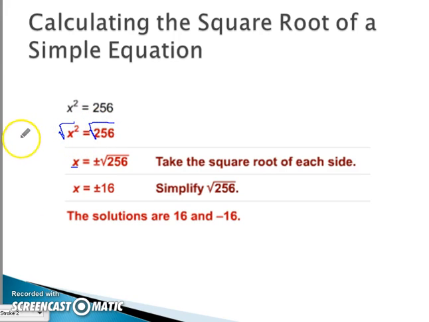What's important is this plus or minus. When we're working with equations, our answer could be the positive square root of 256. When we calculate that out, it could equal a positive 16 or a negative 16. So there are two possible answers when you're taking the square root of a number: the positive number and the negative number. So with equations, make sure we're using both options for our answers.